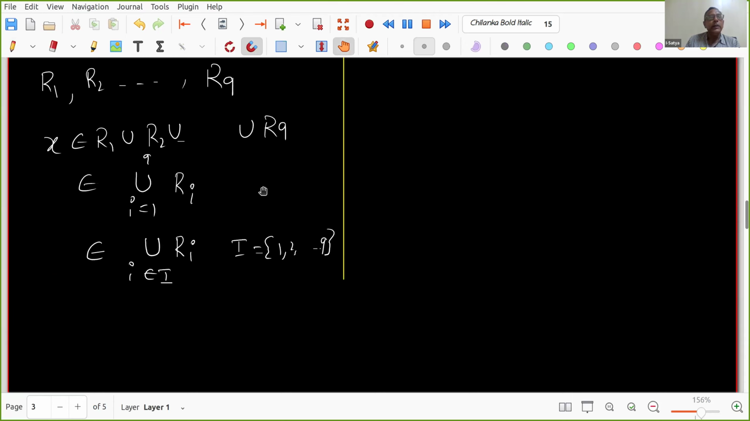Now one of you tell me, what do you mean by x belongs to this set? What do you mean by x belongs to R1 union R2 union R9? What is the meaning of that? Anyone ready? Okay, Sonali Kumari, I am asking.